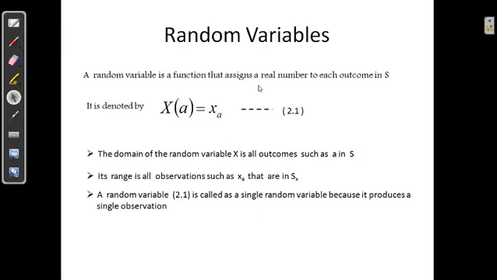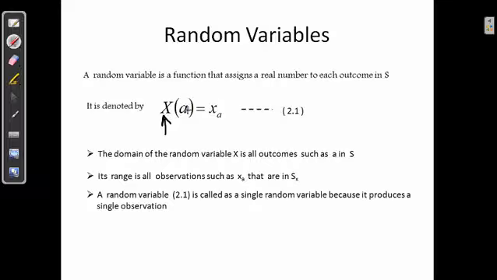So this is the definition of a random variable. This is very important, they'll be asking this in the exam. Usually you will be representing a random variable using capital X. This capital X is what you call a random variable. It is a function.